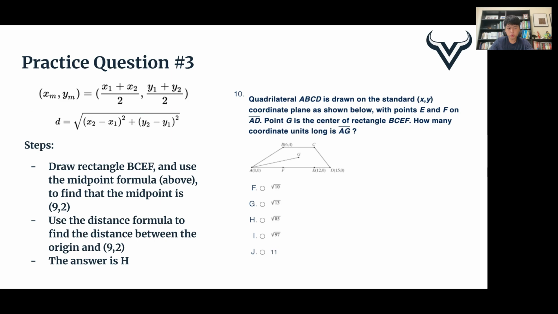The steps would be to draw the rectangle BCEF and use the midpoint formula, which is shown above, to find that the midpoint is 9, 2, x value of 9 and y value of 2. Then you use the distance formula to find the distance between the origin and 9, 2. You'll find that the distance is the value in H, square root of 85, so the answer would be H.